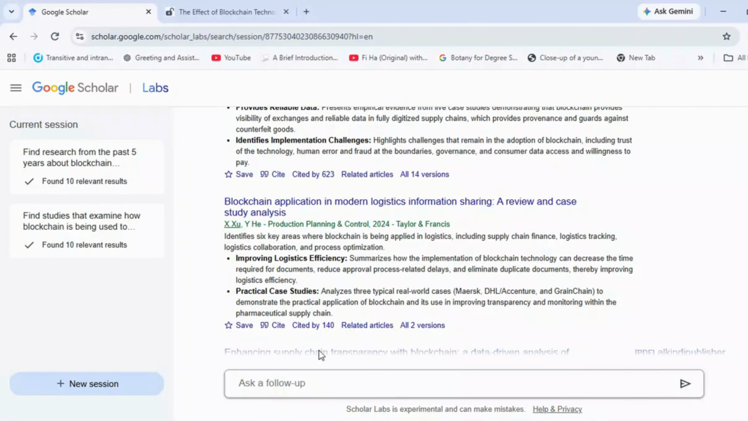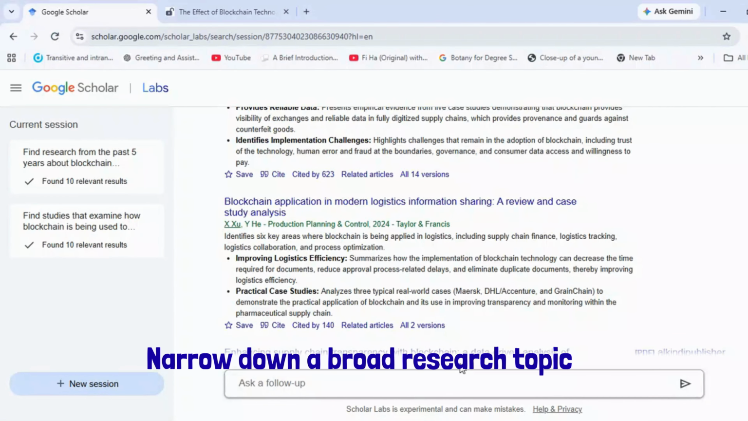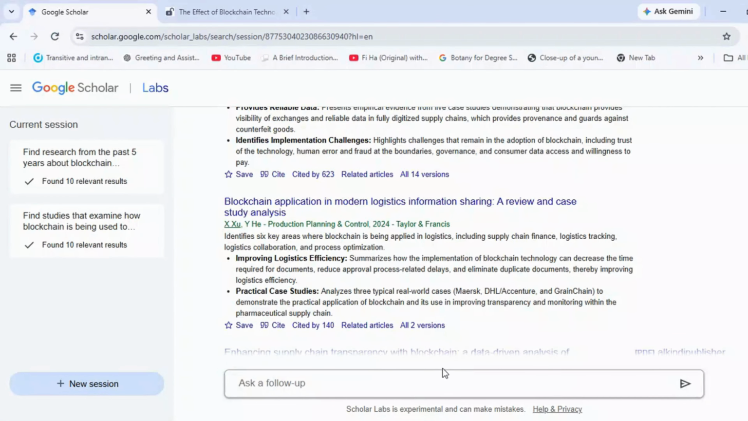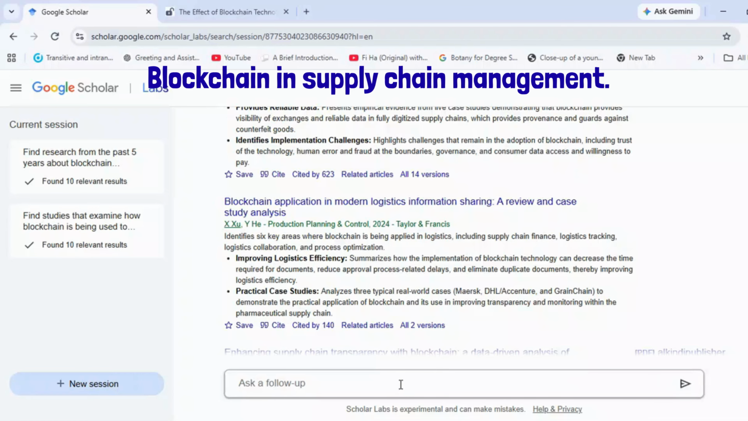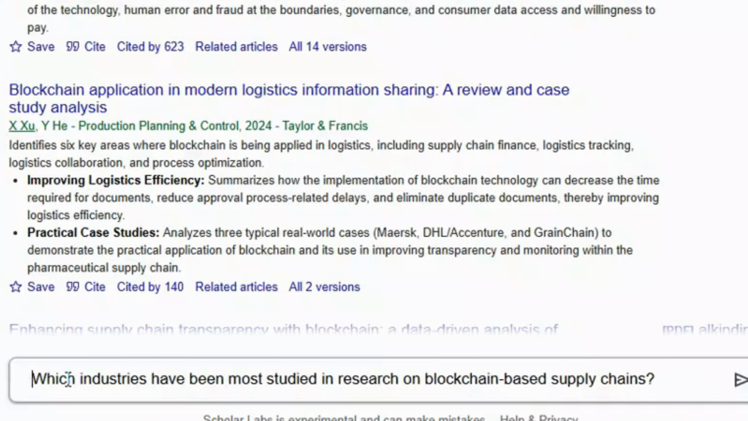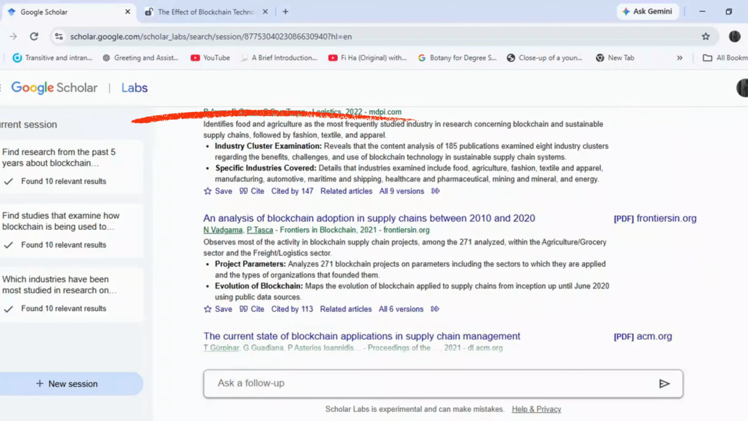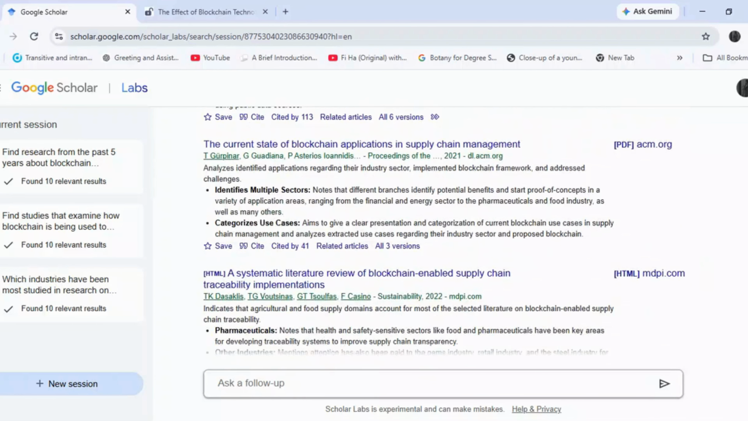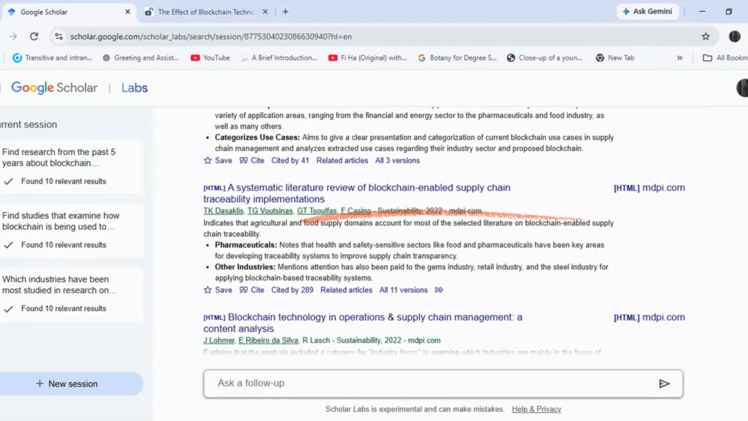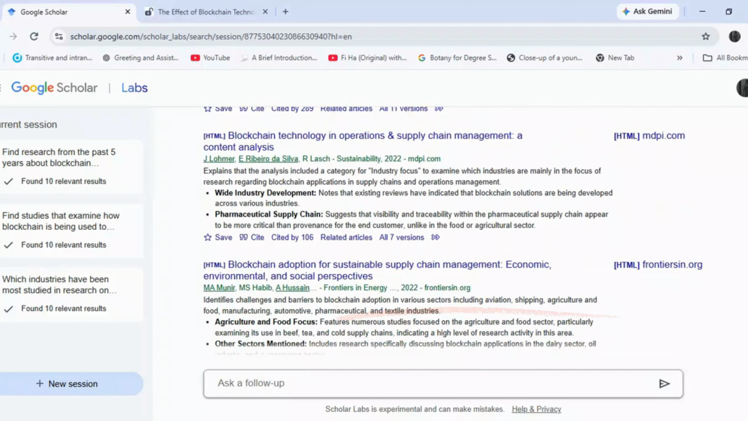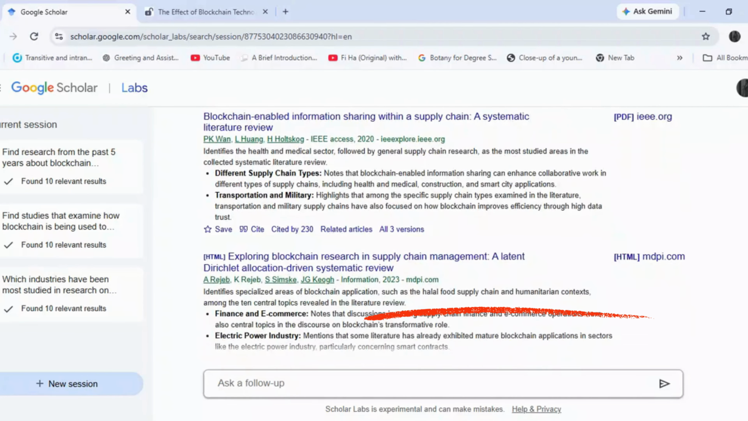findings. Another useful way to use Scholar Labs is to narrow down a broad research topic. For example, suppose my broad topic is blockchain and supply chain management. That is still a very broad area. I asked, "Which industries have been most studied in research on blockchain-based supply chains?" The results can help me see where the existing research is concentrated. Several studies identify food and agriculture as one of the most frequently studied areas. Other research has examined pharmaceuticals, aviation, shipping, textiles and apparel, manufacturing, automotive, healthcare, mining, energy, and other industries.